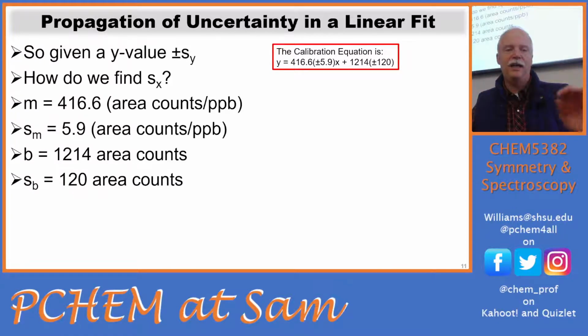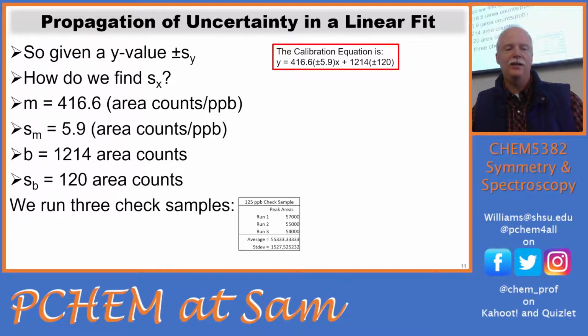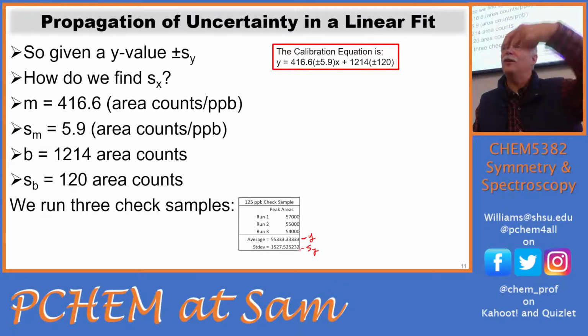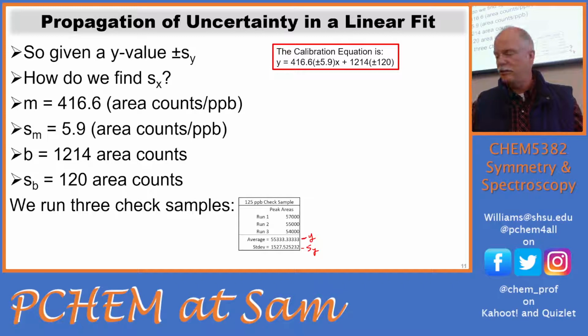So here's our data from the line. It was 416.6 was our slope, plus or minus 5.9. Our intercept was 1214 plus or minus 120. And we run 3 samples. So we run these 3 samples, we get an average here. So that's our y and our sy, our average and standard deviation. What's going to be our concentration, and what's going to be our uncertainty in concentration?